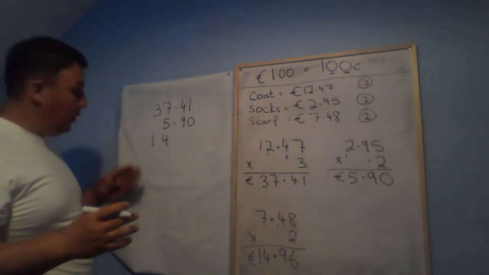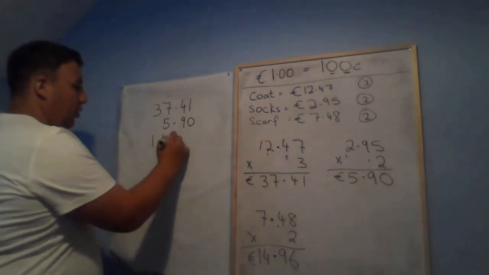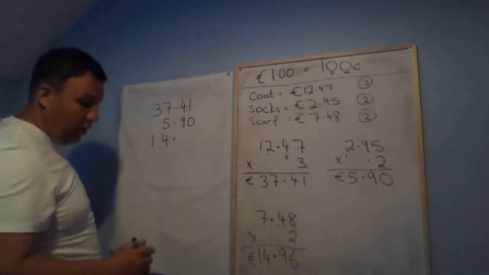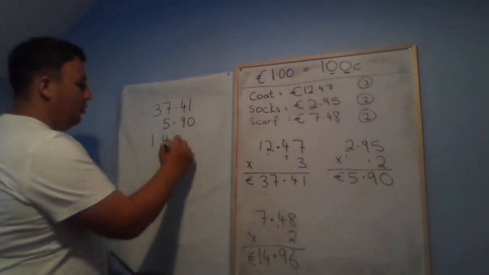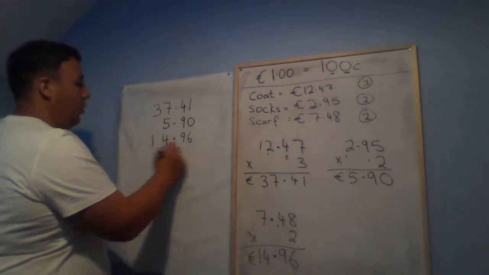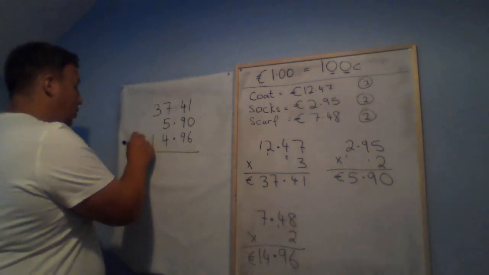Now see the way that I'm keeping it. I'm writing it nice and big. I'm keeping everything in line. My decimal points are down a straight line. Everything is aligned correctly under each other, as it should be. Alright, then just a line under it.